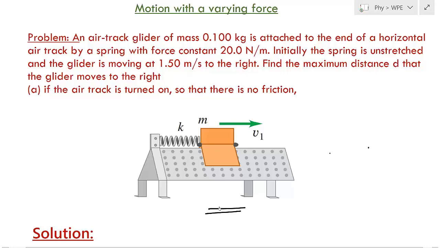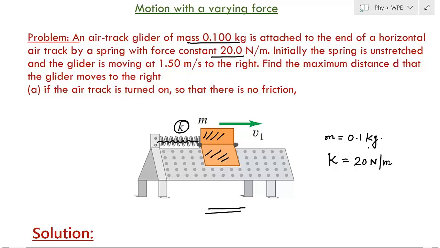The mass of the glider is 0.1 kg. This is given. And it is attached to the end of a horizontal air track by a spring with constant 20 Newton per meter. So the spring constant of the spring attached to the glider is given, and this value K is nothing but 20 Newton per meter.